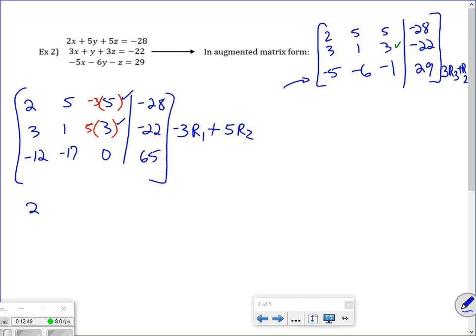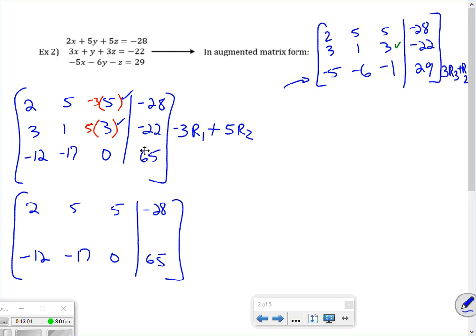So the top 2, 5, and negative 28 is staying. All right, third row is not changing, so I'll leave that. Negative 12, negative 17, 0, and 65. All right, so here we go. So negative 3 times row 1. So that's going to be negative 6 plus 15 right here. So negative 6 plus 15 is 9.